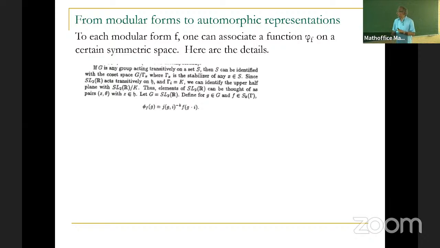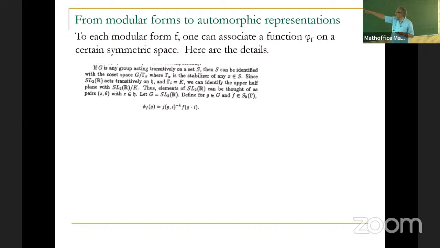That's called transitive action. If that's the case, then I can identify the set that it's acting on as a coset space, G modulo gamma sub x, where gamma sub x is a stabilizer of any point. It doesn't matter. You can take any point. So in other words, a group acting on a set S, if the action is transitive, I can identify the set as a coset space. All of a sudden, the set has acquired a richer structure. I can interpret the points of the set as cosets. That's the key, one of the key ideas.